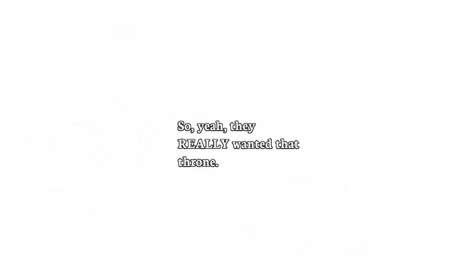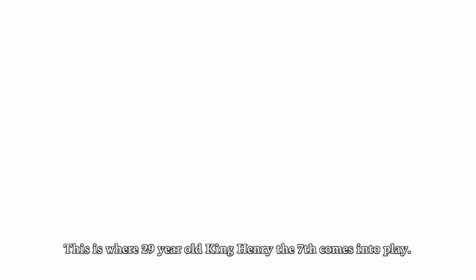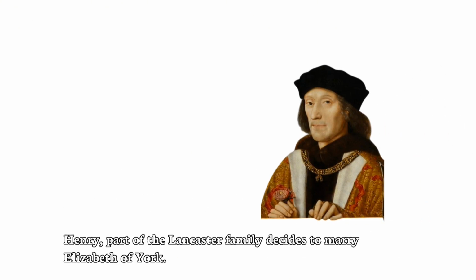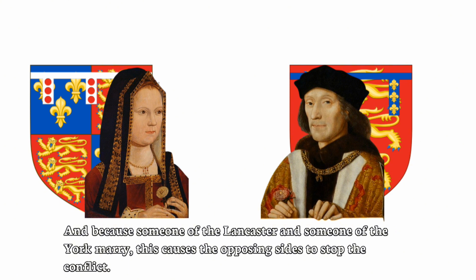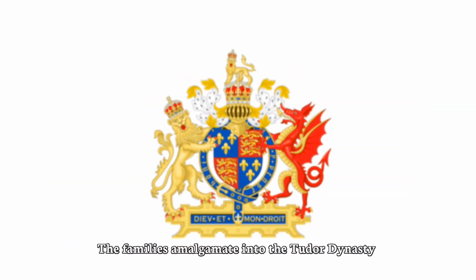So yeah, they really wanted that throne. This is where 29-year-old King Henry VII comes into play. Henry, part of the Lancaster family, decides to marry Elizabeth of York. And because someone of the Lancaster and someone of the York marry, this causes the opposing sides to stop conflict. The families amalgamate into the Tudor dynasty.